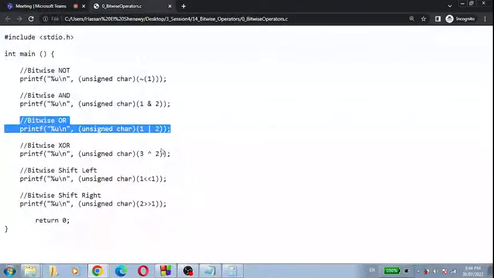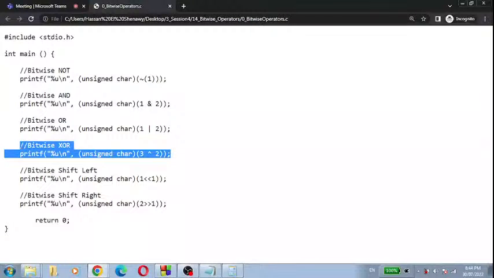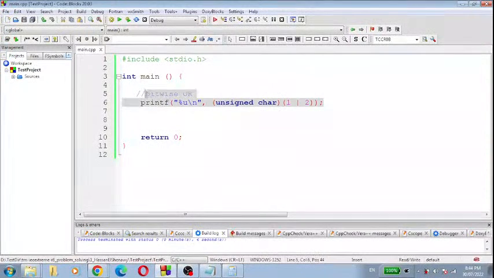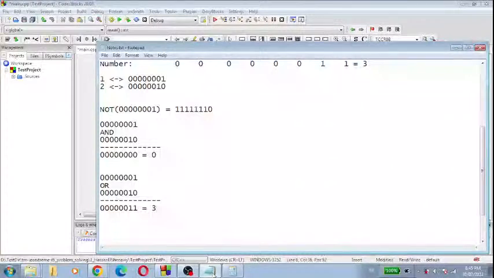Okay, there are no questions. The next one is XOR, bitwise XOR. It's going to be written like this. Sorry, that's XOR, not OR. So I need to make the operation of 3 XORed with 2. How am I going to achieve this? We are going to do the same here: 3 XORed with 2.